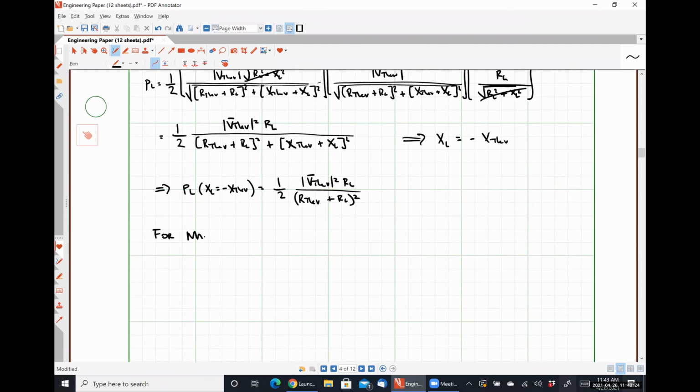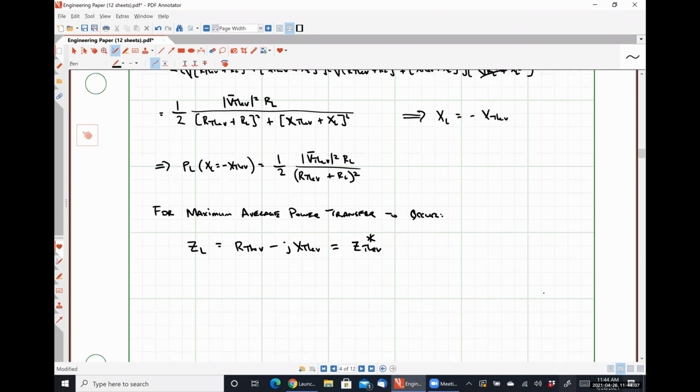for maximum average power transfer to occur, we need ZL equal to R Thev minus J X Thev, which is the same as the complex conjugate of our Thevenin impedance.